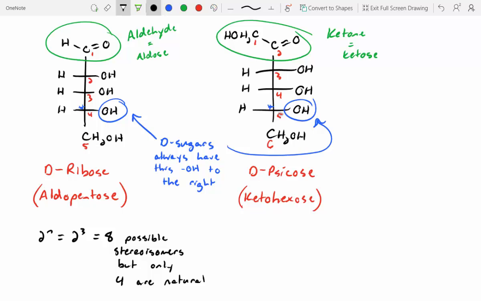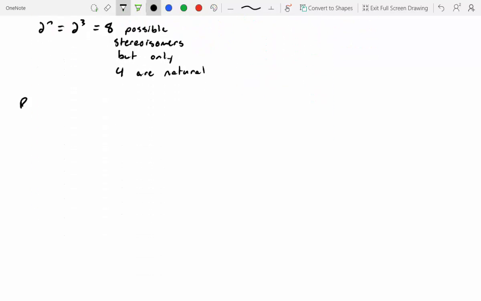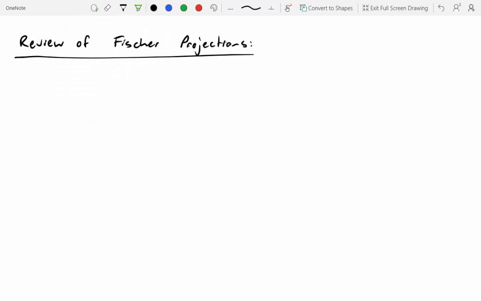How many of you guys are a little rusty on Fischer projections? All right, I was wondering about that. So let's do a little bit of review of Fischer projections, because carbohydrates oftentimes are drawn using Fischer projections. Let's do this example that we had right above. This was our D-ribose.